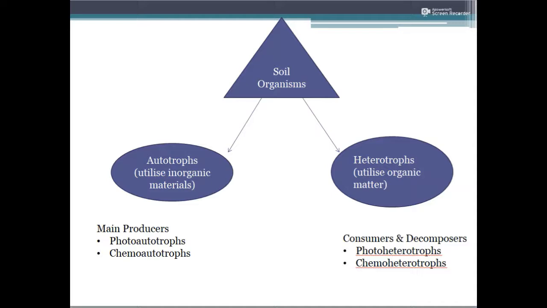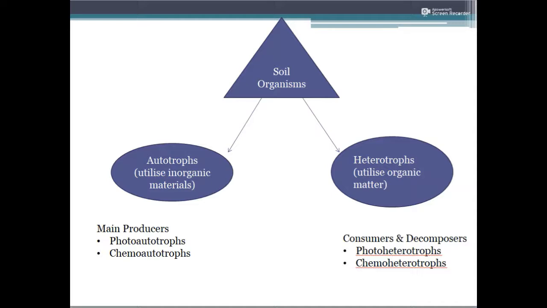If they are using light energy as a source for living, they are called photoautotrophs. Or if they use chemical energy, they are referred to as chemoautotrophs. So the autotrophs mainly constitute the main producers among the soil organisms. And there are certain other soil organisms which utilize previously formed organic matter. They are called heterotrophs.